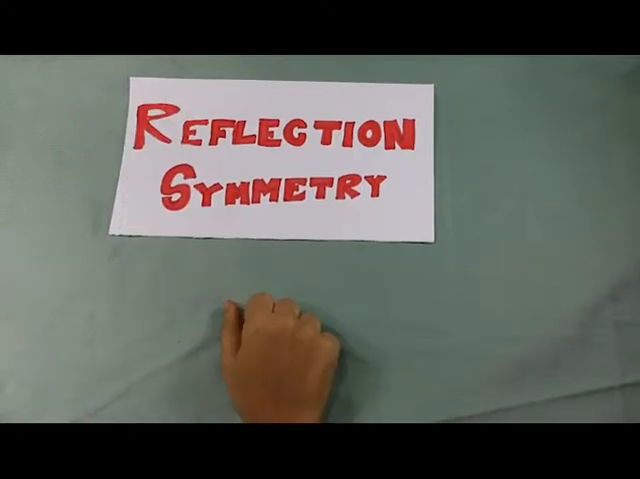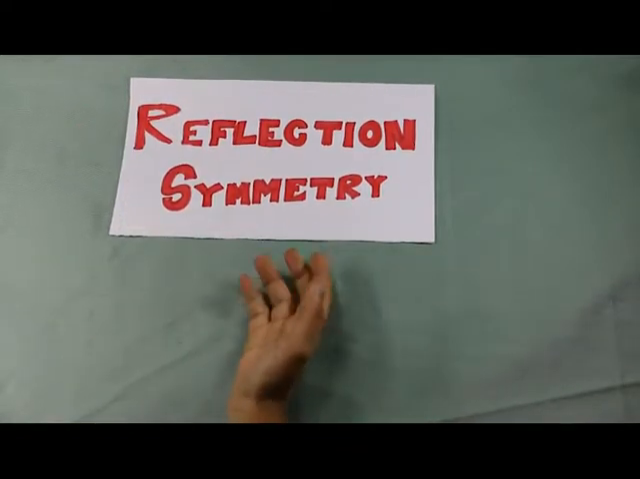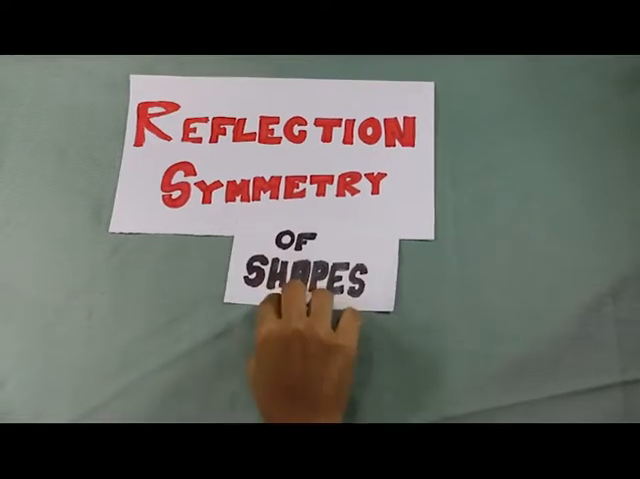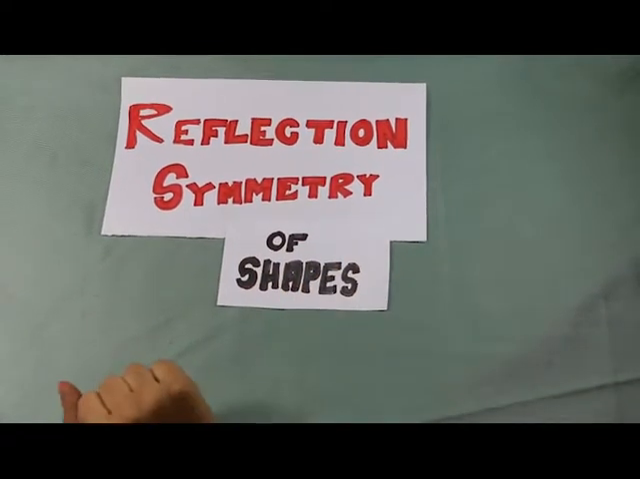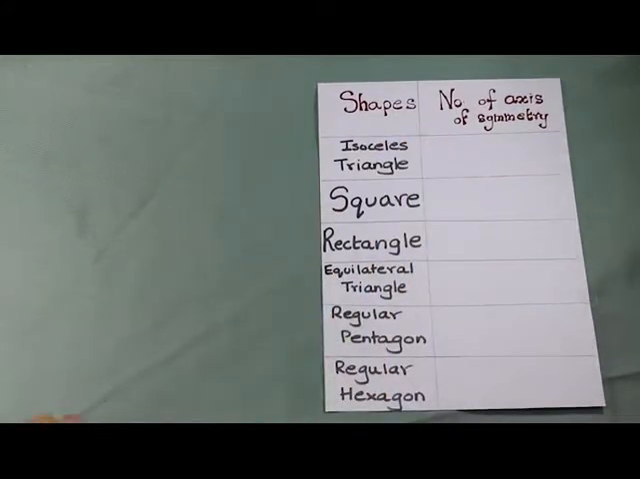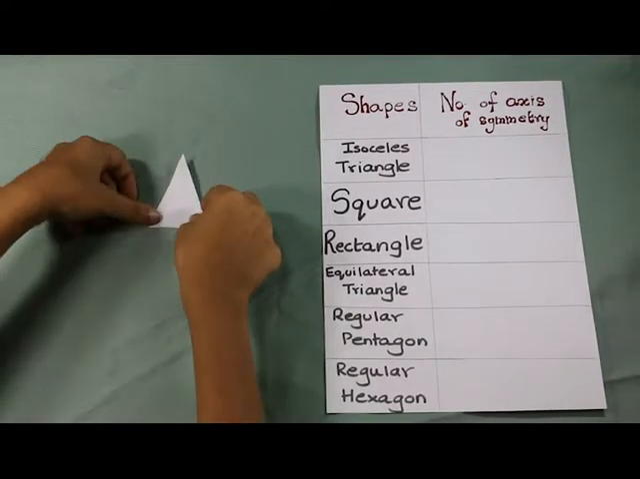Hi guys! In the last lesson, we learned about reflection symmetry. Today, let's look at the reflection symmetry of various shapes. I'm going to start by looking at 6 important shapes and checking how many axes of symmetry each shape has. Let's start with an isosceles triangle.